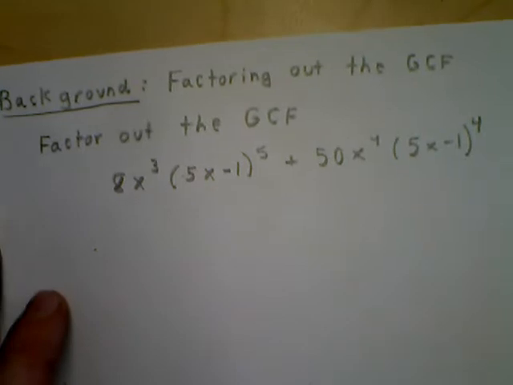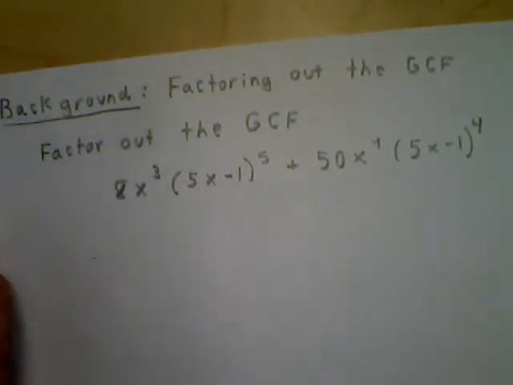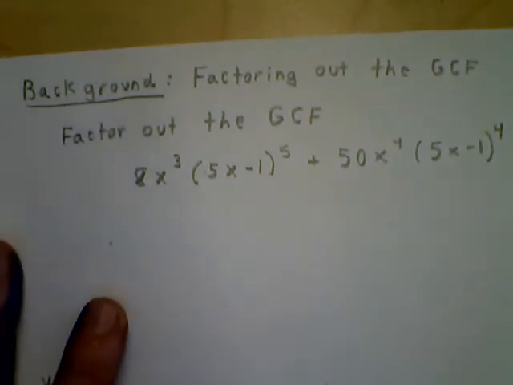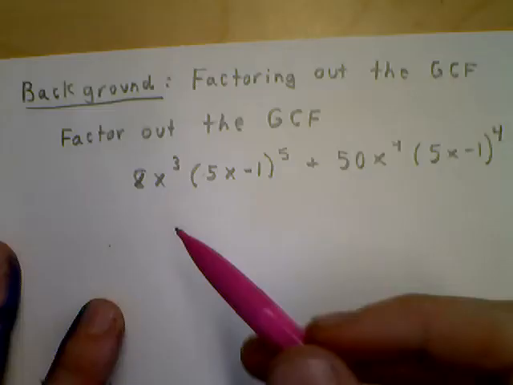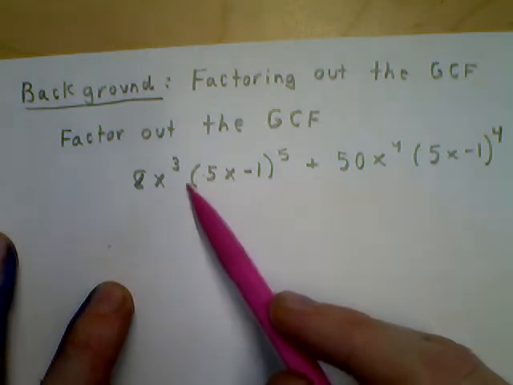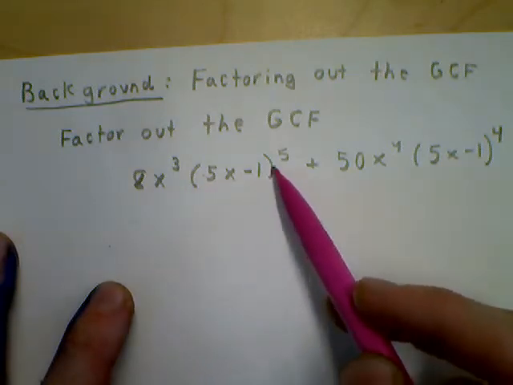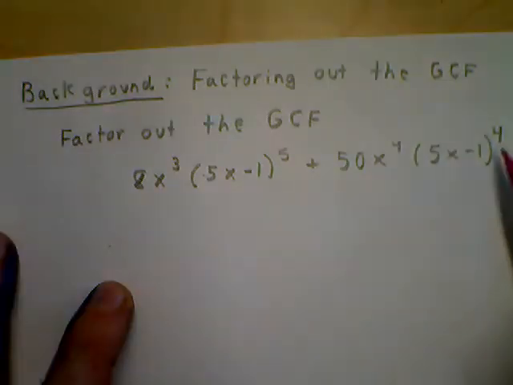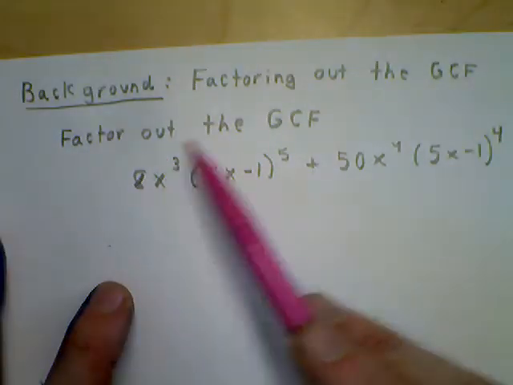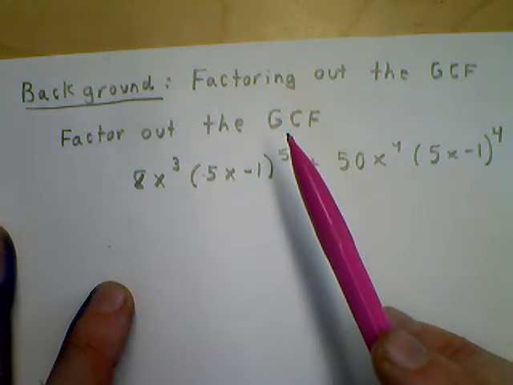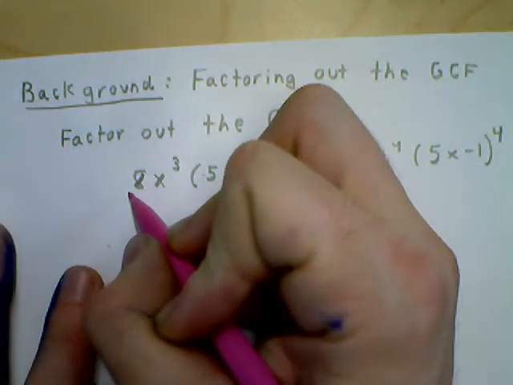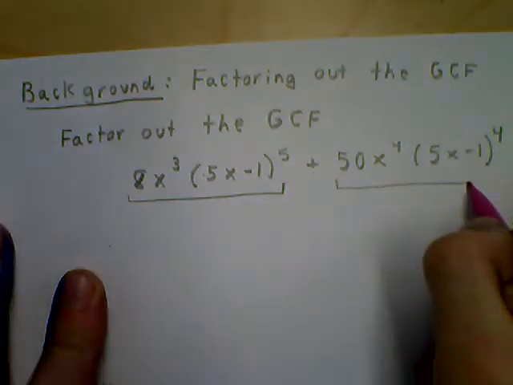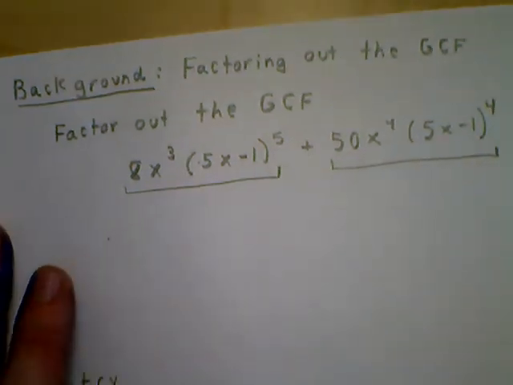Alright, this is the first example on factoring out the greatest common factor from a more complicated expression. We're given the expression 8x cubed times the quantity 5x minus 1 to the fifth power plus 50x to the fourth times the quantity 5x minus 1 to the fourth. I want to factor out the greatest common factor. So this means that I'm looking at the greatest common factor between these two expressions.